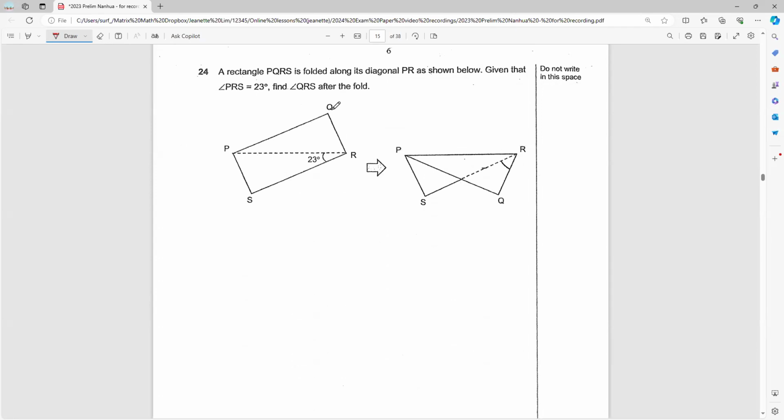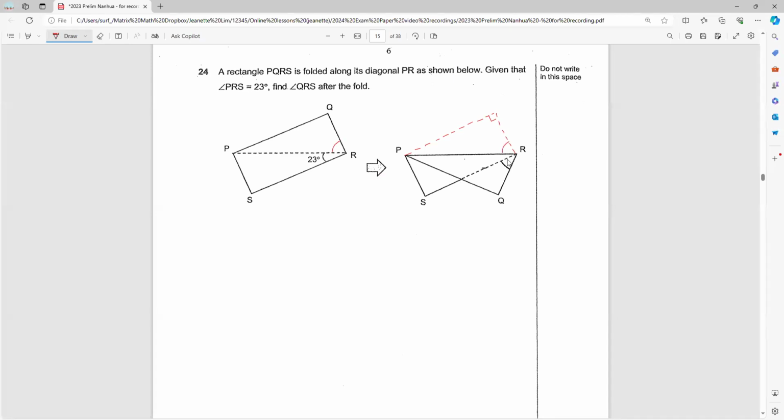Question 24. A rectangle PQRS is folded along diagonal PR as shown. Given that angle PRS is 23 degrees, find angle QRS after the fold. Okay, we're looking for this. Right. Now, what it looks like before it's folded. It looks like that, right? Okay. So this angle here is this angle here.